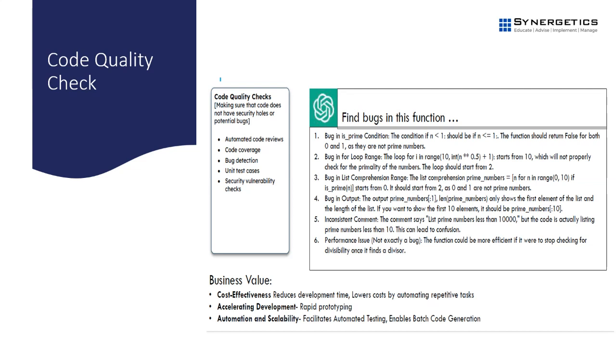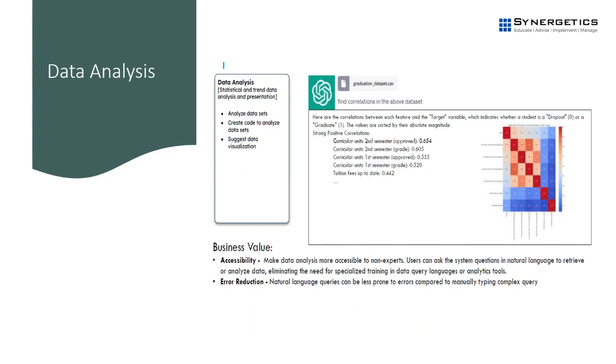So it will give the report by analyzing the code and tell that, okay, in this particular line, there is a bug. We can use it for data analysis, find correlations in the above data set. So you can upload a file, maybe a data set file, and you can say find the correlations in the above data set. So the model will be able to produce it.